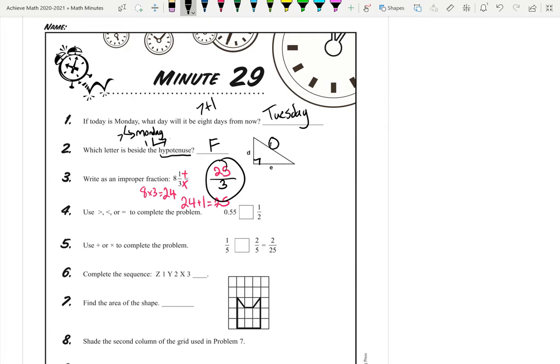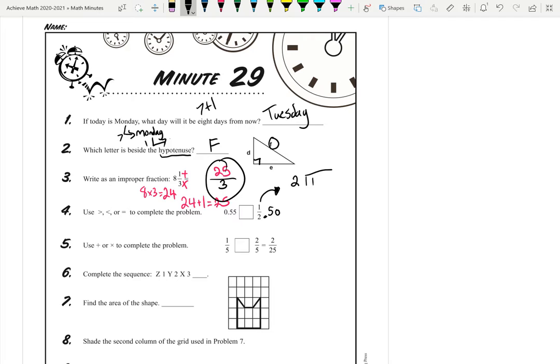Number 4, which one is bigger? 0.55 or 1/2? So to figure this out, I'm going to go ahead and turn 1/2 into a decimal. Some of you might know that it is 50 cents. Half of a dollar is 50 cents. But if I wanted to do long division to do it, first in line, first in the box.